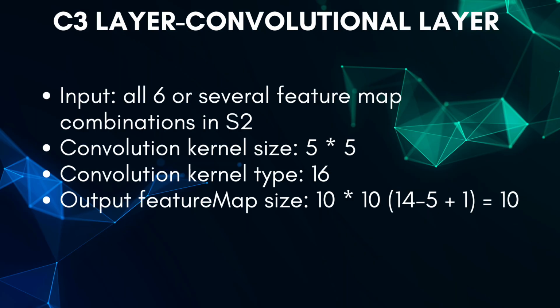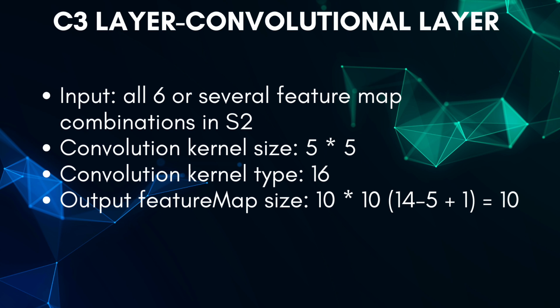Now we'll be exploring the C3 layer of the LeNet 5 architecture, a crucial convolutional layer that helps extract even more complex features from the input images. Let's break it down. The C3 layer takes input from all 6 feature maps, or combinations of those maps coming from the previous S2 layer. Each feature map in C3 is designed to connect to these feature maps, creating a new set of feature combinations.